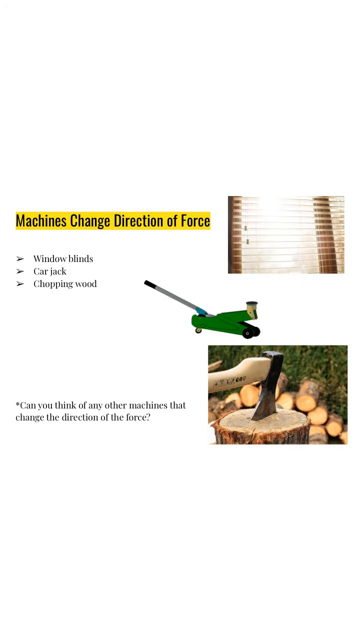Okay. Another way that machines can make work easier, besides increasing the amount of force or changing the distance that the force is applied, is that they can also change the direction of the force. So think about window blinds. What we want the window blinds to do is to go up, but we don't have to push them up. Typically, for a lot of window blinds, you'll see the little pull chains, and you pull down on the chain and the blinds go up. So it's changing the direction of the force. It's easier to pull something down than it is to push it straight up.